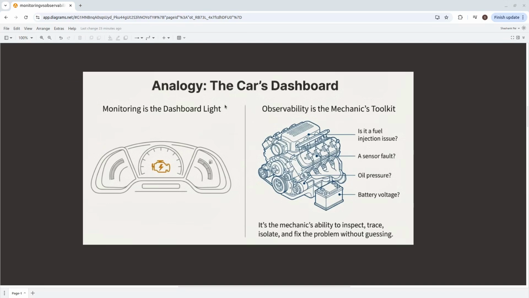Another analogy that we can relate to is your car dashboard. Your car dashboard lights up when something goes wrong. That's monitoring for you. Observability is the mechanic's ability to inspect, trace, isolate, and fix the problem without guessing.